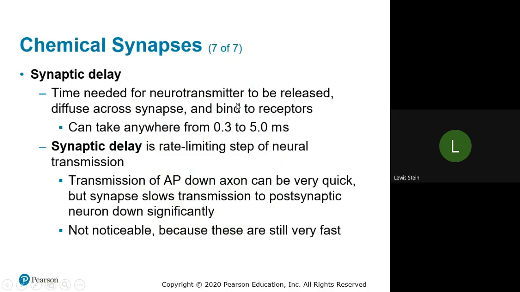The time needed, and again, this is the delay, the timing that we've been talking about earlier, to be released, diffuse across the synapse, and bind to the receptors is quick, less than 1 millisecond in some instances. But still, that's enough to slow it, compared to talking to somebody in real time halfway across the world versus 400 miles an hour.